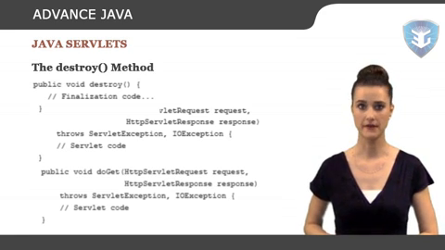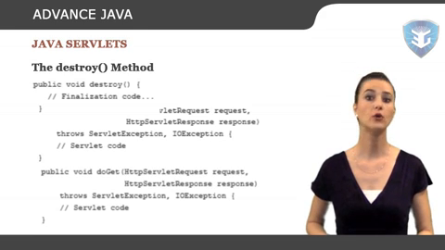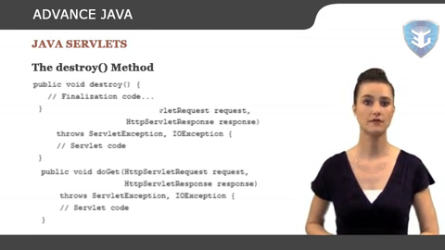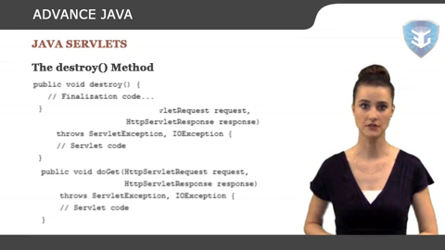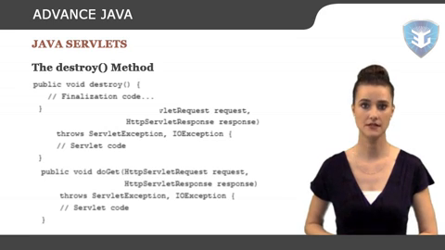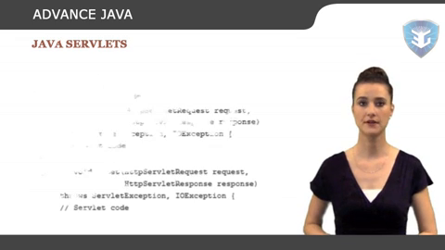The destroy method. The destroy method is called only once at the end of the life cycle of a servlet. This method gives the servlet a chance to close database connections, halt background threads, write cookies lists, or hit counts to disk, and perform other such cleanup activities. After the destroy method is called, the servlet object is marked for garbage collection. An example is shown on the screen.